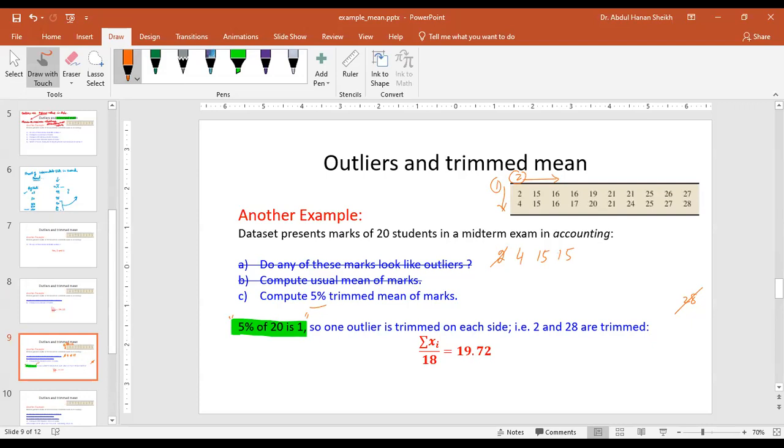So 5% on each side: minimum 2, and just to make it homogeneous, on the maximum side we also trim 20. So in between we will be left with 18 values. That's why you can see we have divided by 18. So the sum of all these 18 numbers divided by 18 is this one. This is not considered, this is not considered; all these are summed and then divided by 18. So this gives us the 5% trimmed mean of the marks.